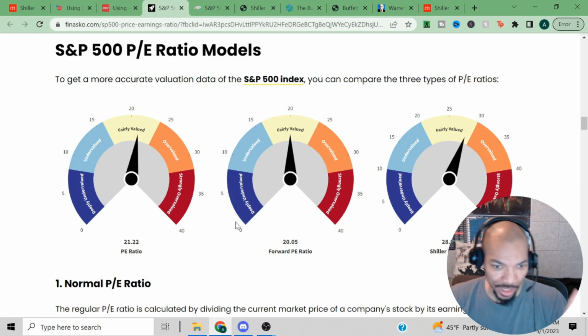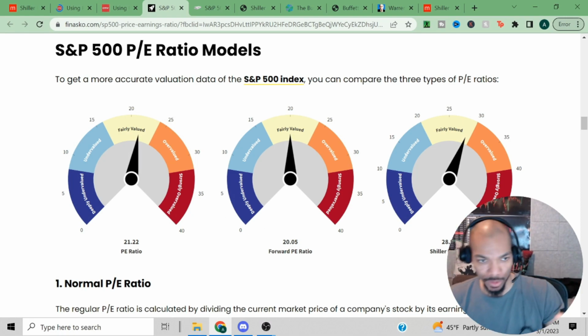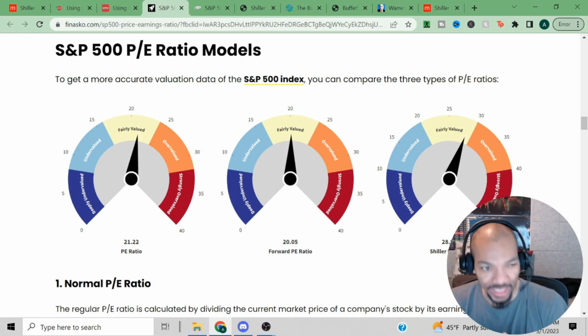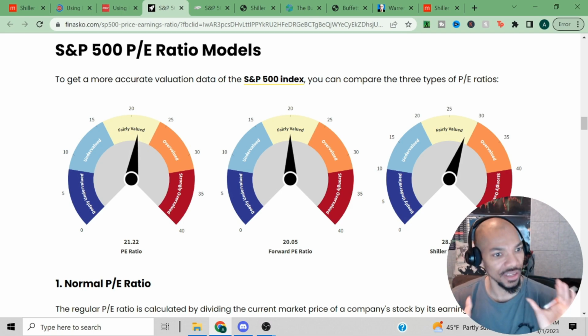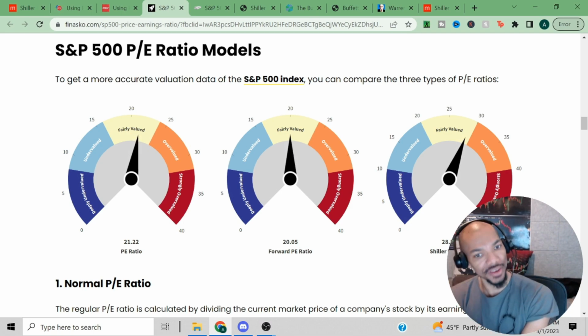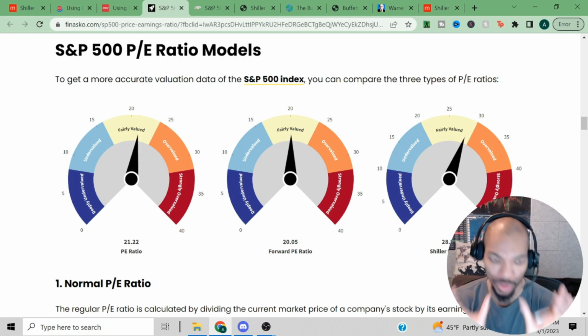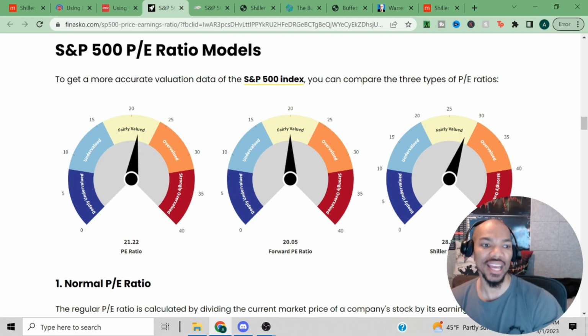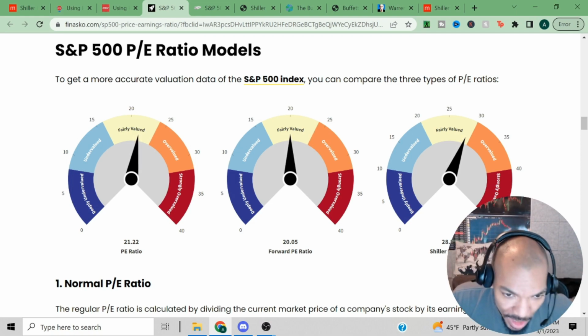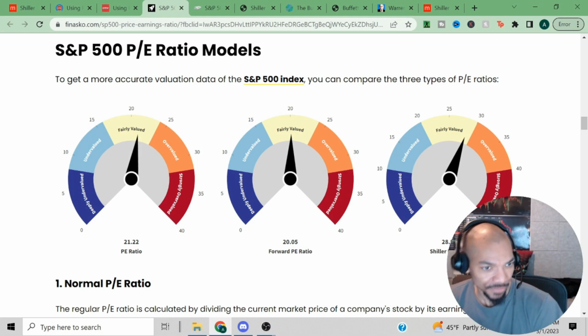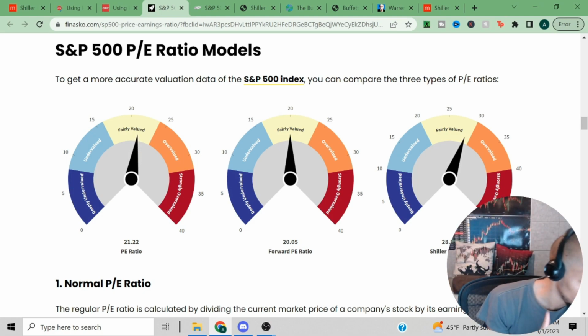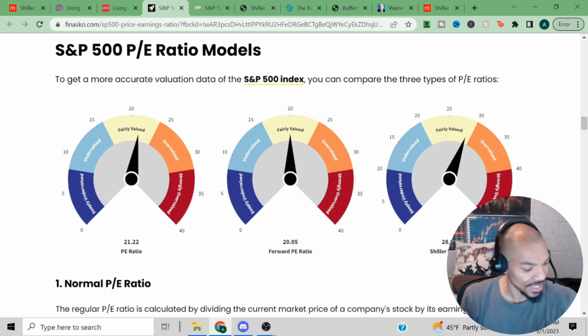The PE, forward PE, and Shiller PE, which is 3 and 1, suggests that it's fairly valued. Even though it's on the high side of fairly valued, it's still within normal ranges. So that's how I concluded. You can make an argument about it. That's why I concluded, as far as the PE ratio, that it's fairly valued.